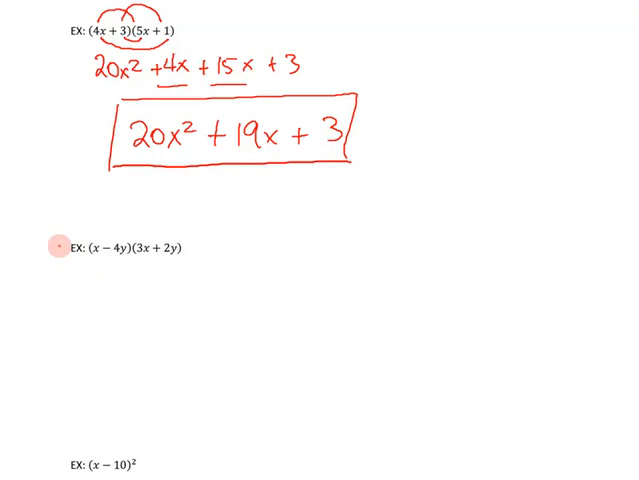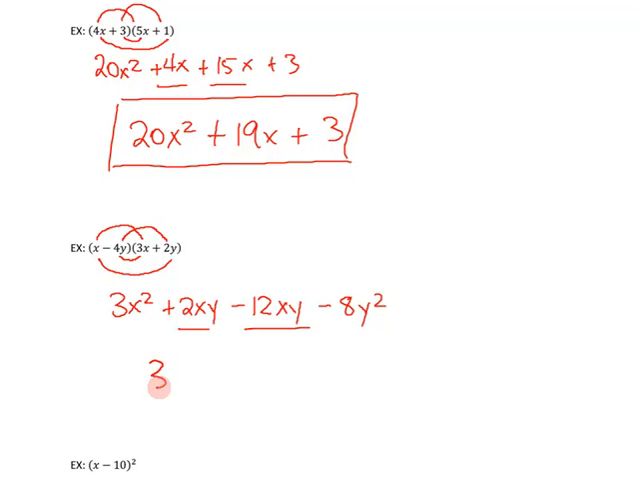Okay. Next one. x times 3x is 3x squared. x times 2y would be plus 2xy. Generally put the variables in alphabetical order, but there's no rule that says we have to do that. Negative 4y times 3x is going to be negative 12xy. Negative 4y times 2y would be a negative 8y squared. Again, combining like terms, I end up with 3x squared minus 10xy minus 8y squared.